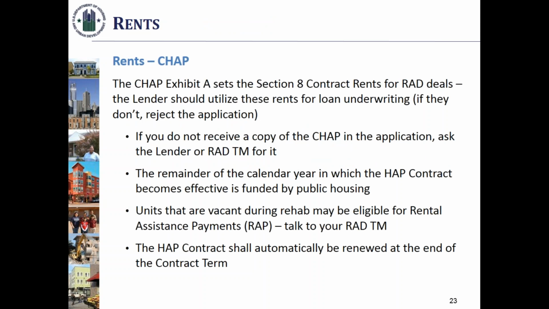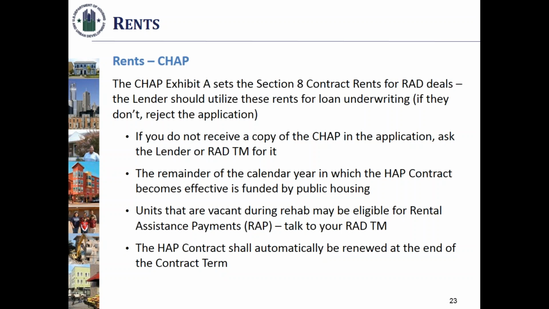So again, the rents on a RAD deal are set by the CHAP. The Exhibit A to the CHAP lays out the contract rents. The lenders should be utilizing these rents in their underwriting. If they don't, we should be rejecting the application until they fix that. If you don't receive a copy of the CHAP in the application because it's not really a standard FHA application exhibit, sometimes they sneak it in there in the narrative or other locations. If you have trouble finding it or if you didn't receive it, I would ask the lender for it, or you can always get it from your RAD transaction manager.